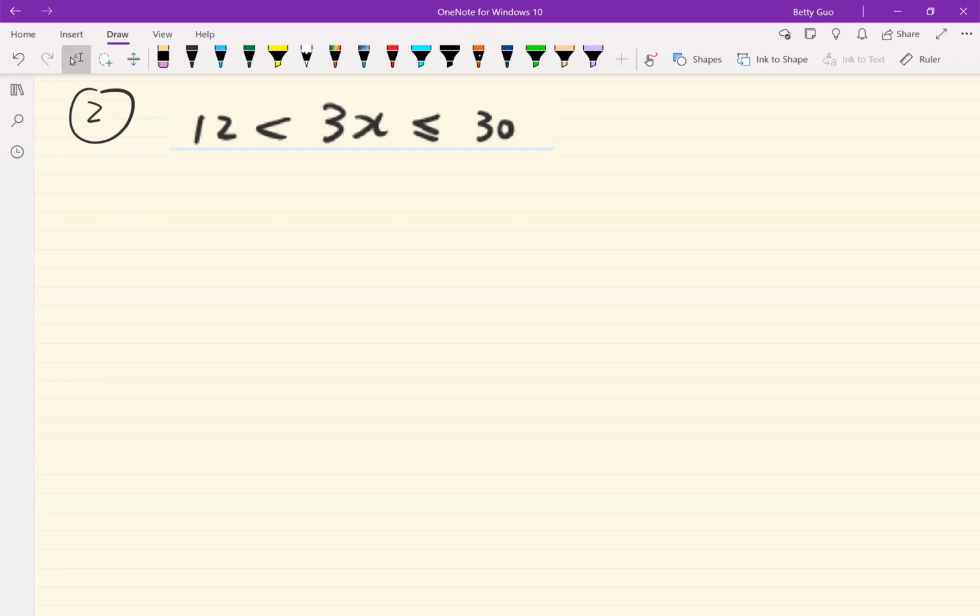Okay, so you see this, what does this mean? This means X is bigger than 4, because it could be 4.001, but it cannot be 4. This is X less than or equal to 10. Four is not a solution. Yes, 10 is a solution because X is less than or equal to 10. Feel the meaning.